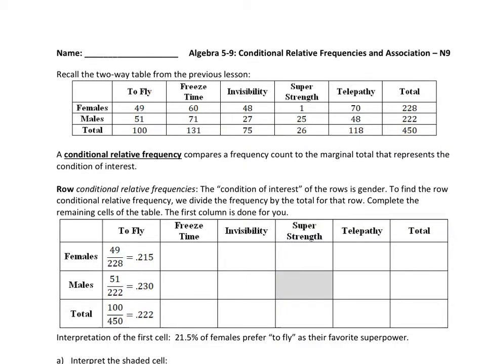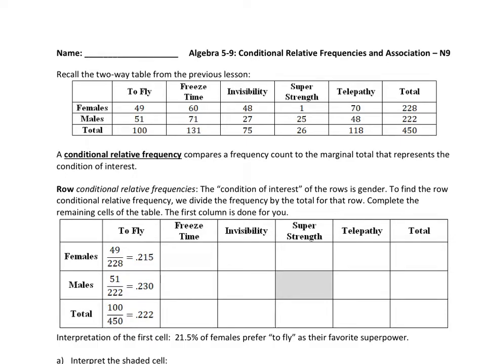So we're figuring out that relative frequency. 49 divided by 228 gives us a relative frequency of 0.215. Similarly with males, 51 out of 222 males wished to fly, so when we divide it out, it equals 0.230. And then, of course, we also do our total row: 100 total people wanted to fly out of 450 total people, which is 0.222.